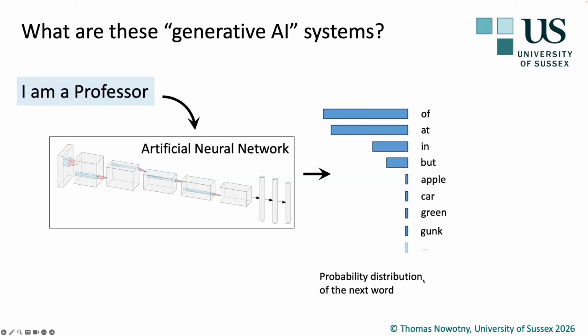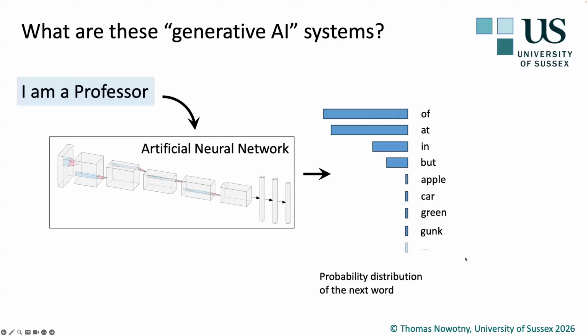In the case here, the word probability distribution that the network would put out might well look like this. So I'm a professor, and then it might be quite likely that the next word is "of" informatics, for example, or "at University of Sussex," or "in a certain area," and so on. So there are certain words that are more likely, and others, like "gunk," are quite unlikely. So the network would put this out.